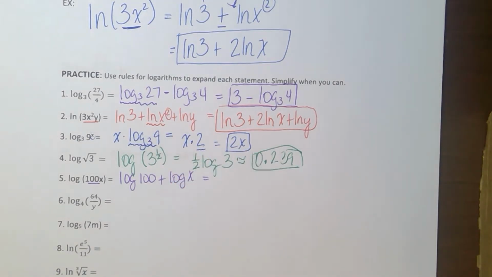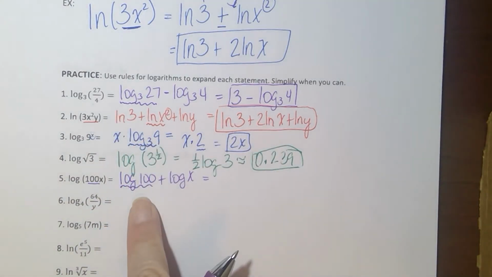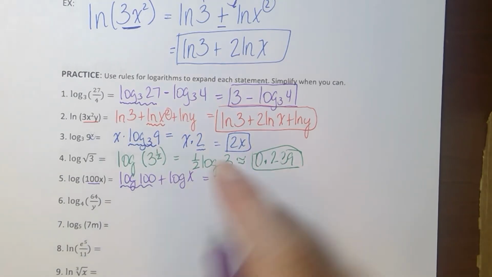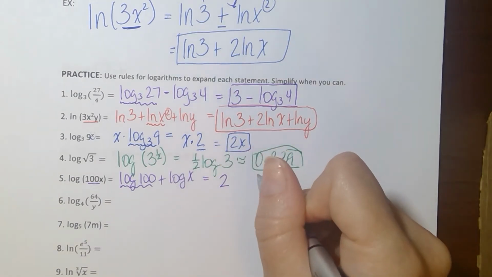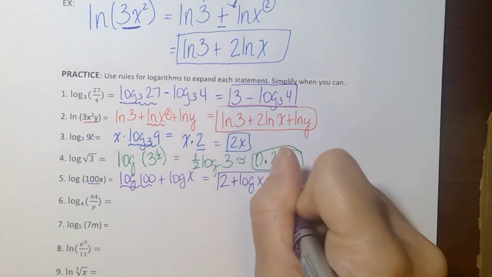I look at both of those log statements and see that I can simplify the first. Base 10, what is the exponent of 10 that gives me 100? Well, that would be 2. 10 squared is 100. So I have 2 plus common log of x.